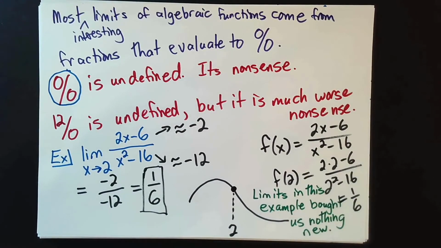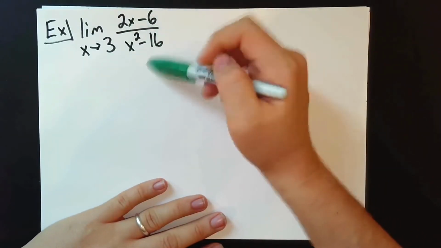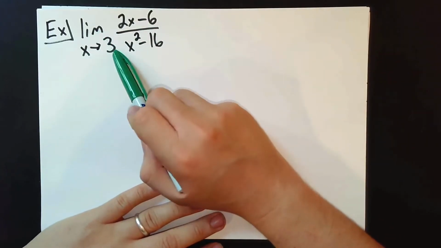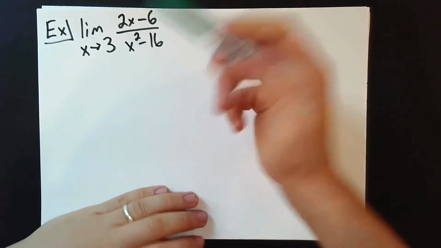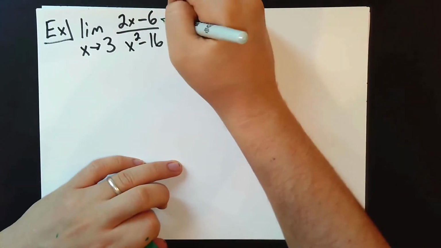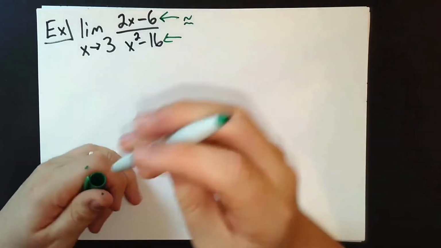Okay, let's take the same thing, 2x minus 6 over x squared minus 16. And let's look at what happens as I take the limit as x goes to 3. Again, I need to pay attention to what happens to the numerator and denominator separately.